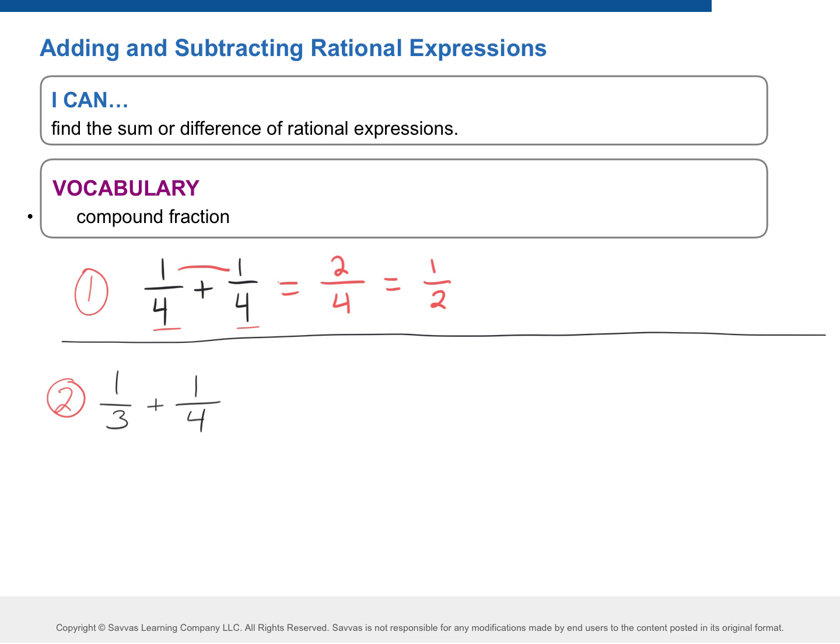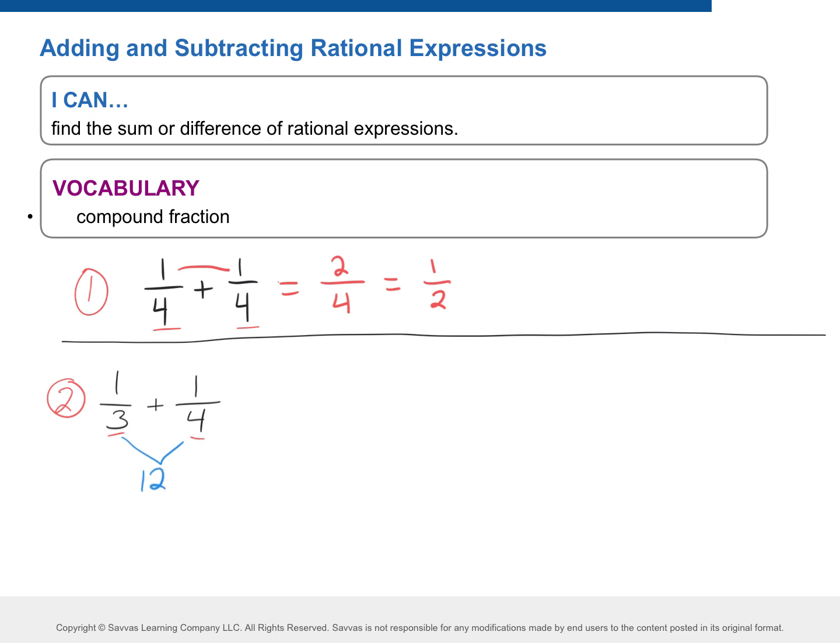However, on example 2, do we have common denominators? No. I have 3 and 4 as my denominators. We have to turn it into a common denominator. How do I do that? You find the least common multiple. Yeah. So we want to find a number that both 3 and 4 go into. What number is that? 12.